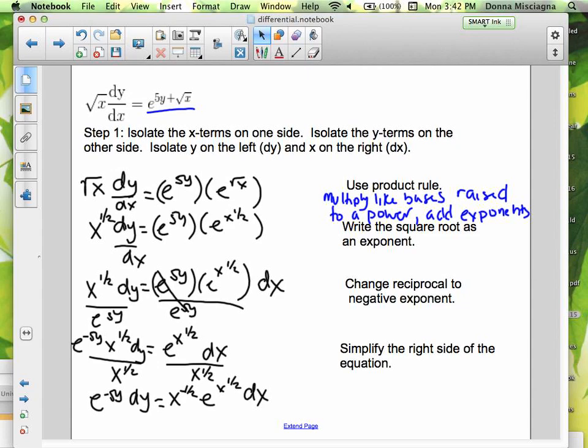So what happens when you divide e to the x to the 1/2 by x to the 1/2? Does that turn into nothing? Yeah, I have to have two terms. Oh, okay. Yeah, they don't simplify at all. The bases aren't alike at all.